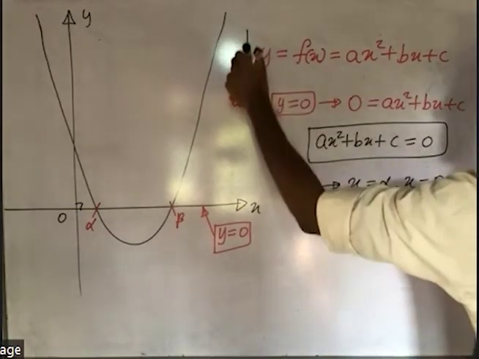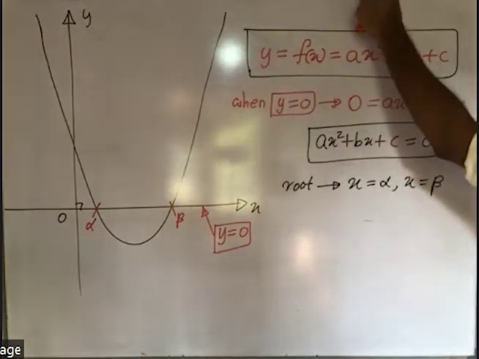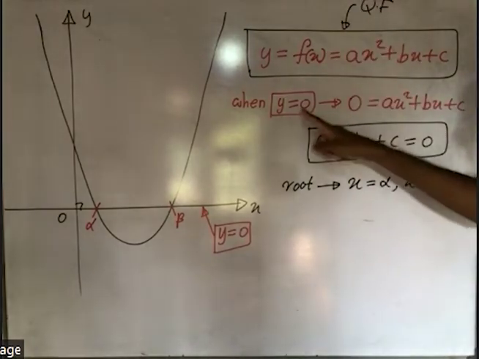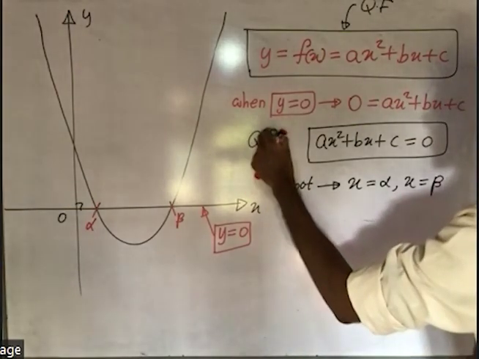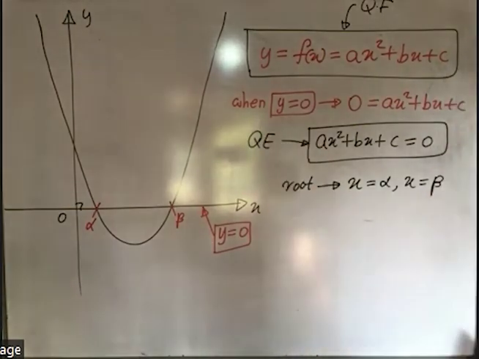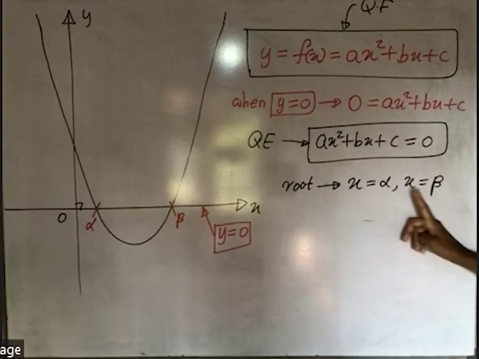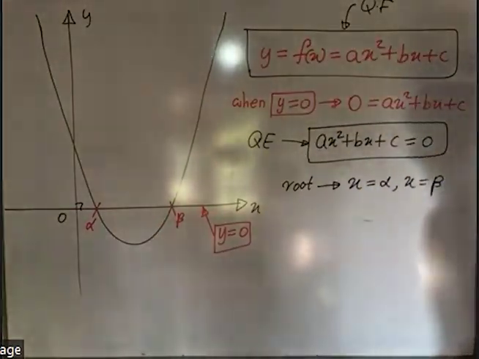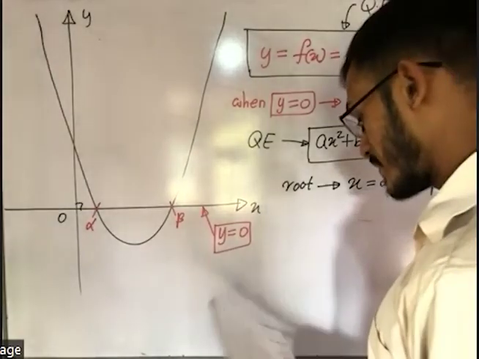This is the quadratic function we are using here. Using this quadratic function, when y equal to 0, we can develop one quadratic equation. This is the quadratic equation we have derived from this quadratic function when y equal to 0. The roots of this quadratic equation are x equal to alpha and beta. These are the intersection points with the x-axis.